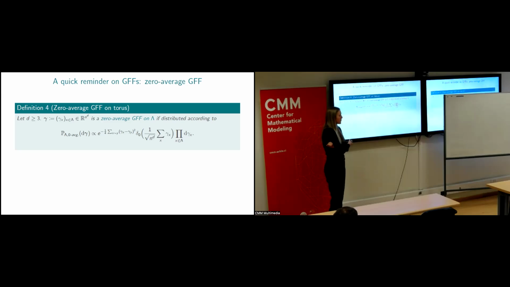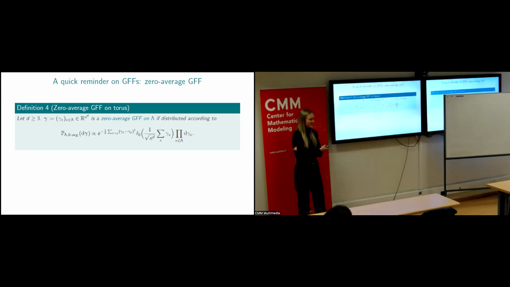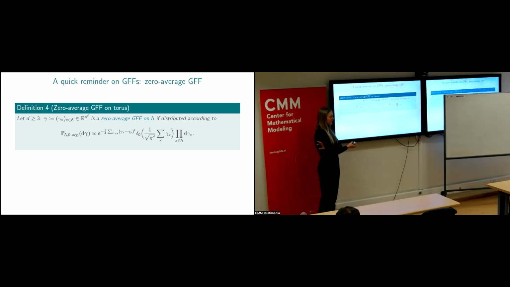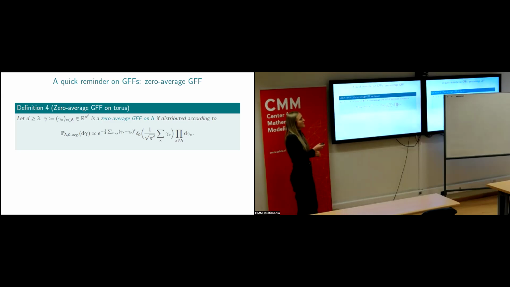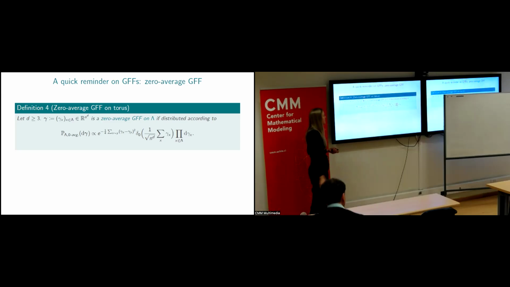The problem when we work on the torus is that if m, the mass in the GFF, is 0, we can't really consider u to be empty because the Laplacian on the torus is not invertible. However, there is a different natural parameterization, a fix for this problem. Instead of assuming that we are at some point 0, we can assume that the average is 0. And the result is what is called the zero average GFF.